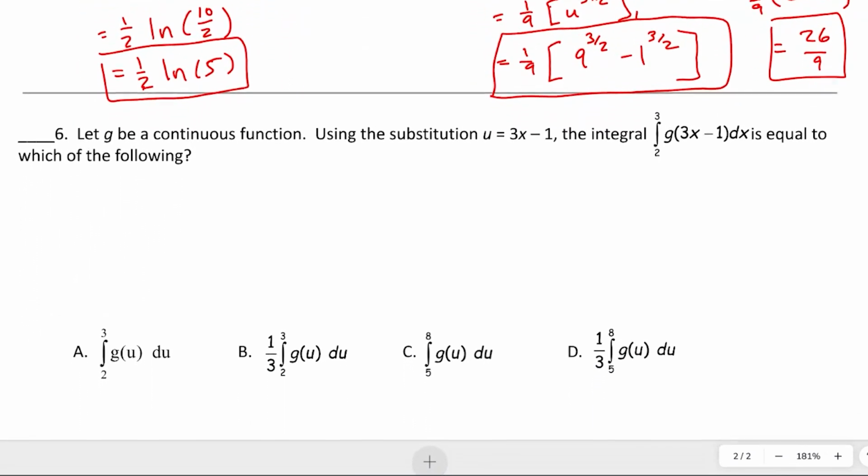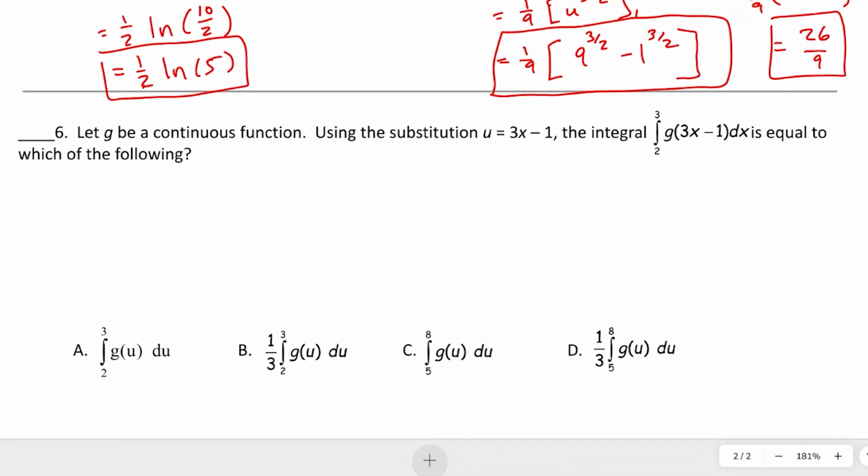All right, one last problem here. It says let g be a continuous function using the substitution u equals 3x minus 1, which means that du is 3 dx. The integral from 2 to 3 of g of 3x minus 1 dx is equal to which of the following? Now, g is just a generic function. We don't know what it is. But looking back at that du, it says 3 dx, but we don't have a 3. We just basically have a 1 dx. So we need to divide both sides by 3 to actually use this.